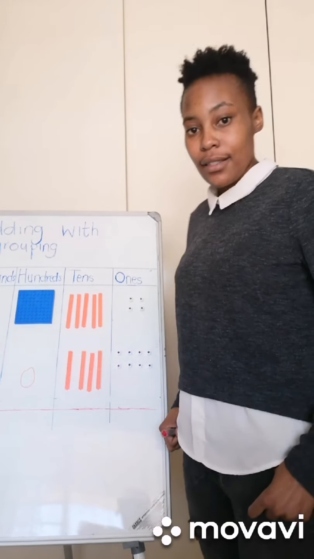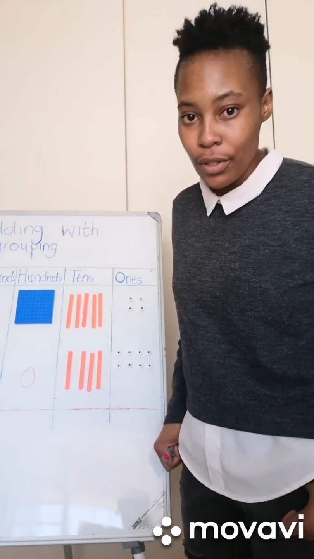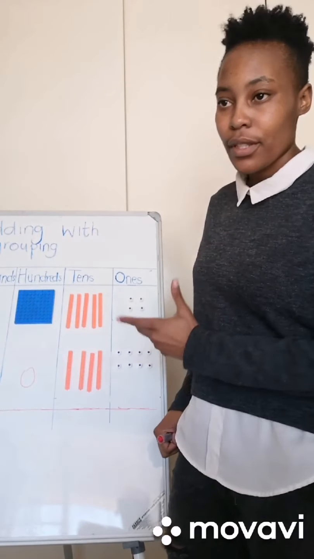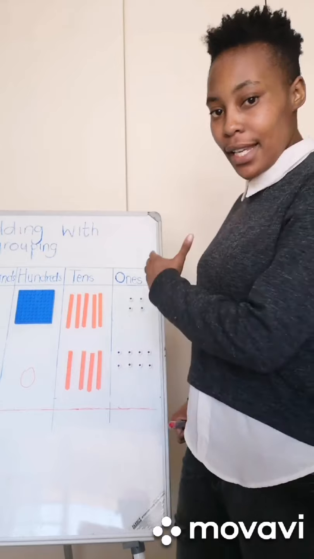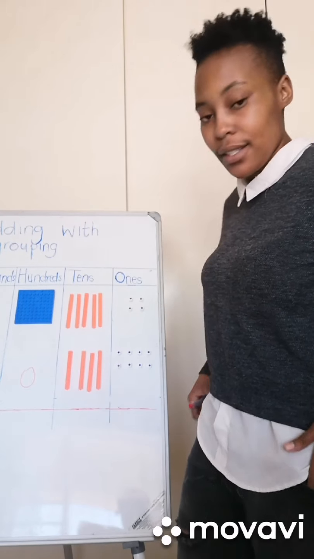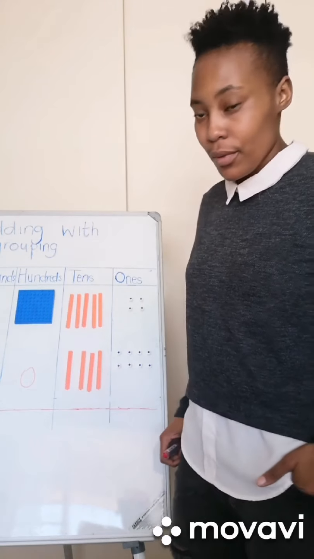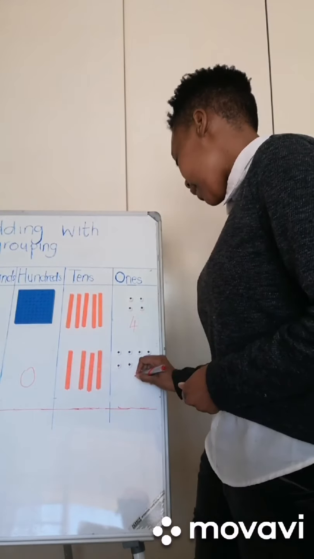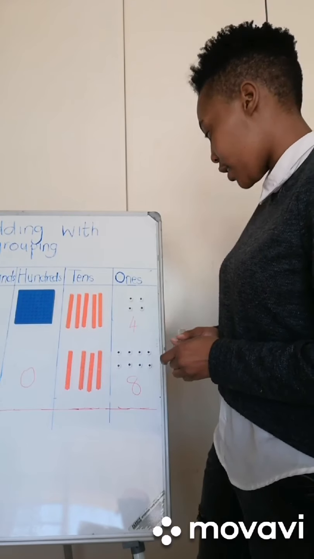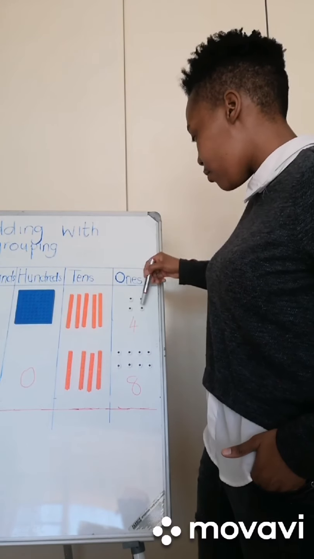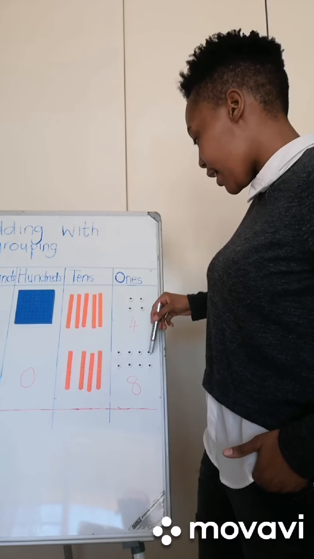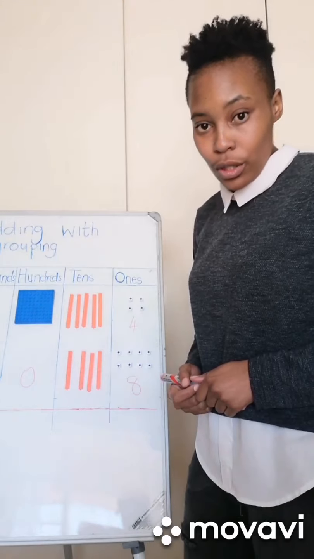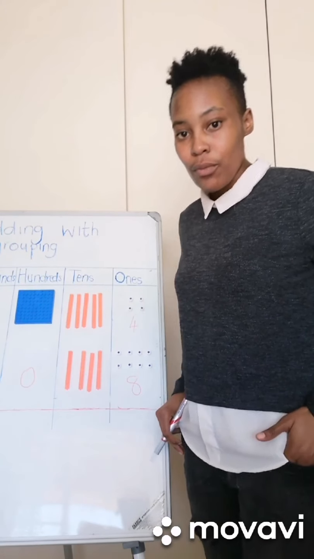Now we are going to add these two using our base 10 blocks. Remember, the first thing that you do is a place value table. Secondly, you start adding from the ones. We are going to add 4 and 8. Now let's count our blocks to see how much that gives us. 1, 2, 3, 4, 5, 6, 7, 8, 9, 10, 11, 12. 4 add 8 equals 12. Remember, this is when we regroup.